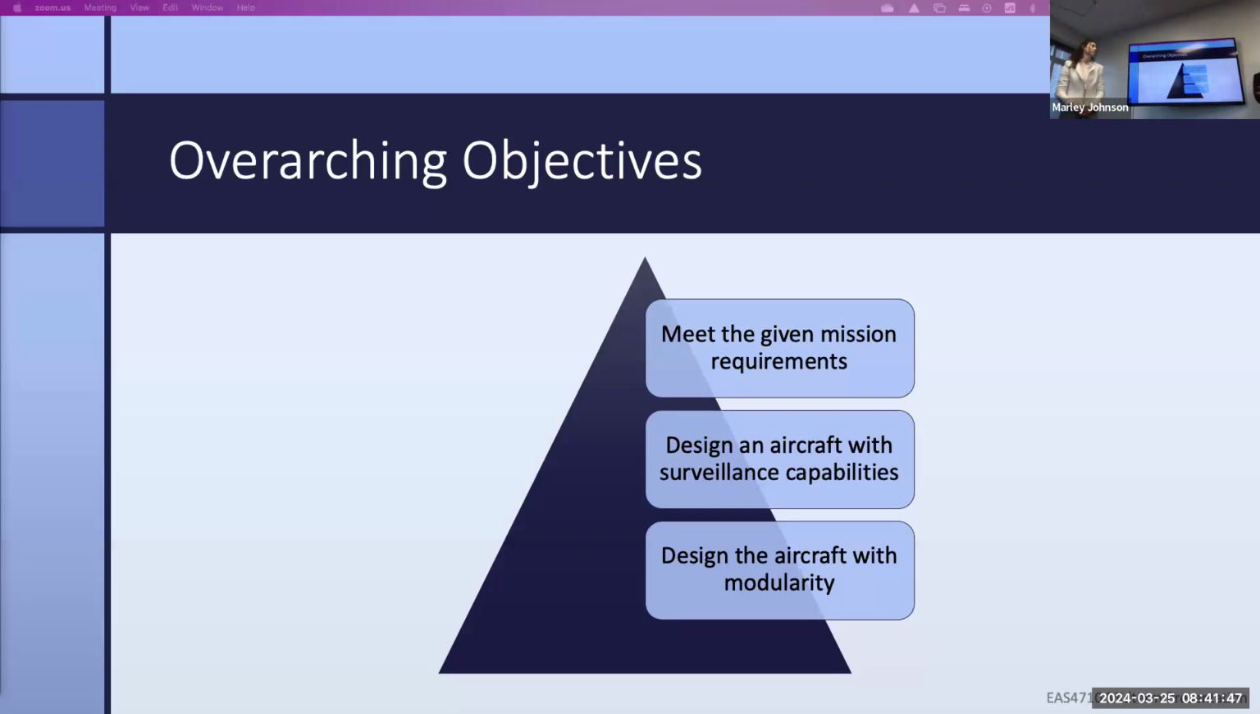So we have some overall objectives. Obviously, we want to meet the given mission requirements for the class, but also our group wanted to tack on another objective to design an aircraft with surveillance and air photography capabilities. We kind of just saw this was a growing need in aerospace in general for both military and commercial applications. And then also to design an aircraft with modularity for a couple of different reasons, mostly for manufacturing reasons. We're doing a lot of 3D printing. We want to print so much at a time, but also if we make any improvements as we go for design.